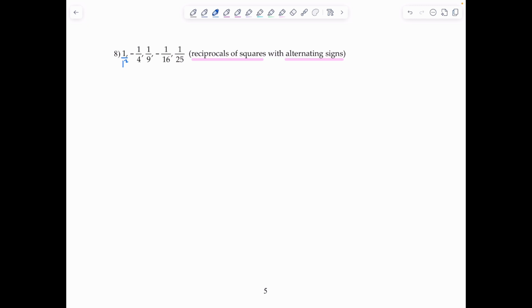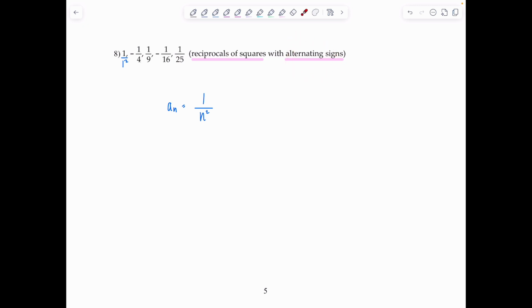Exactly. So a sub n, notice every single term has a 1 in the numerator. And then you have a perfect square in the denominator. The first term has a 1 squared. The second term has a 2 squared. The third term has a 3 squared. So the nth term will have an n squared. Yeah, look at us. One more thing I need to do, I need to make it alternate.